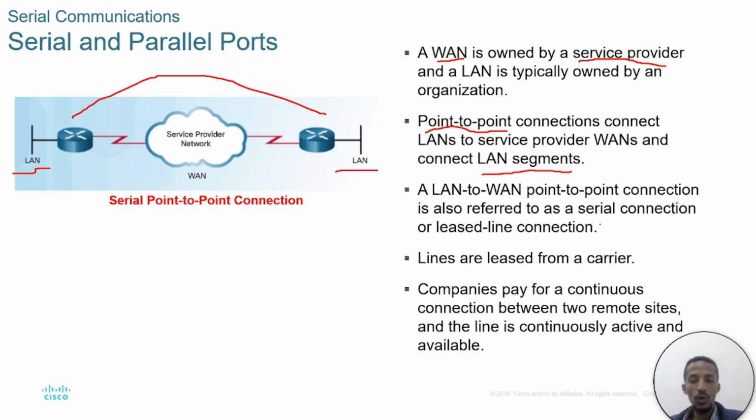They can also be called serial connections or leased line connections, because they are leased from the carrier or the service provider. So the companies will pay for what? For the continuous connection between two remote locations. For example, these two LANs are connected continuously by the service provider network.